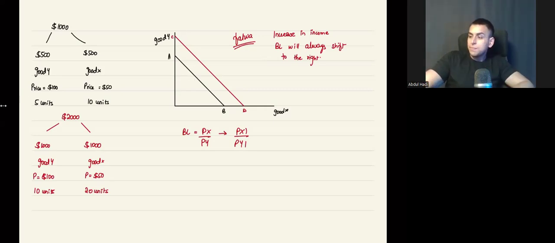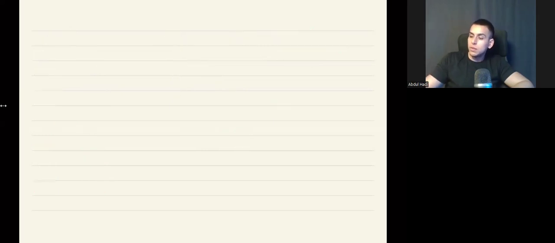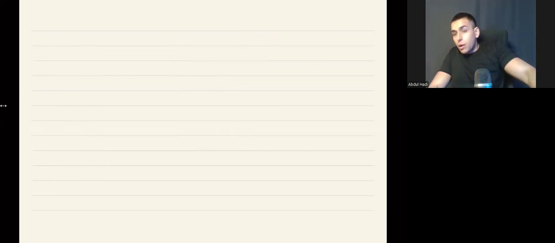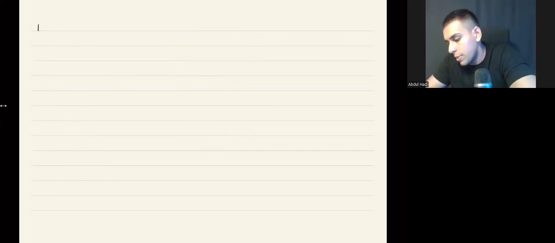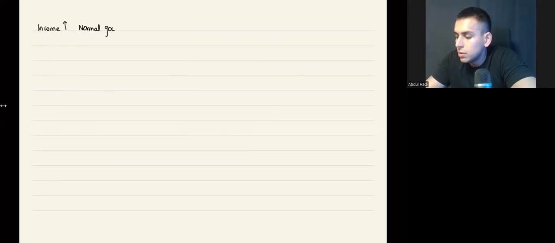Now, we are drawing the case of increase in income. We are representing the case of increase in income, and let's say we're talking about normal good. Whenever there's an increase in income, the demand for normal good will rise.